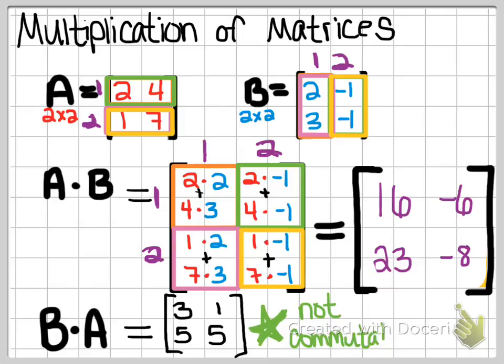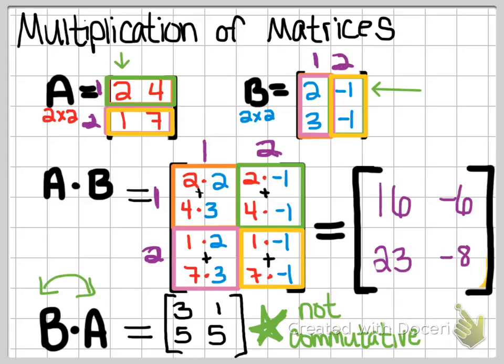That is the answer of B times A. I did the work for us, it is 3, 1, 5, 5. It is not commutative. It is a completely different answer than our A times B. So multiplication of matrices is not commutative, but you can do it. It's important to know that whatever matrix comes first, A or B, determines the rows and then the columns that you would use. Oops, went too far ahead. The rows and the columns that you would use.